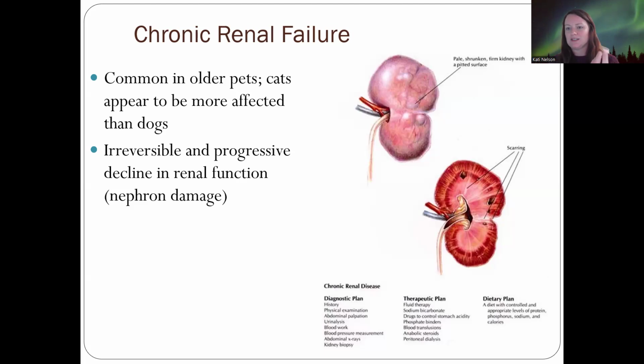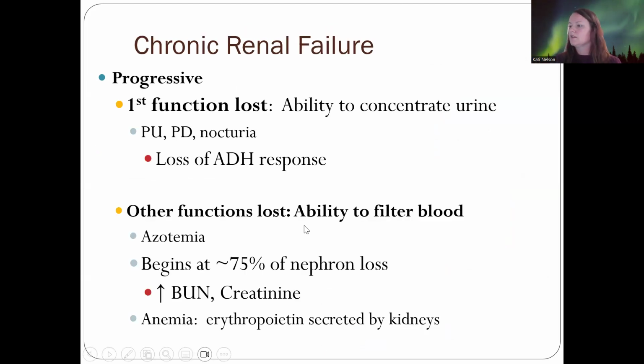So there's that nephron damage. We are now at that really end point, right? It's chronic. So when you think of this, it's progressive. The first function lost is their ability to concentrate urine. That polyuria, that polydipsia, they end up with nocturia. This is a condition where they wake up during the night because they have to urinate. That loss of ADH response.